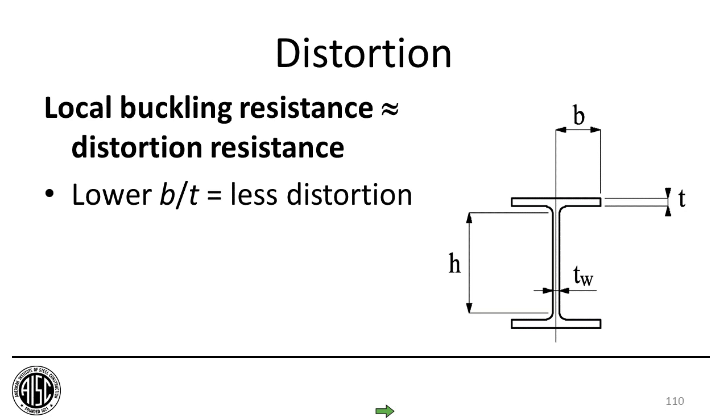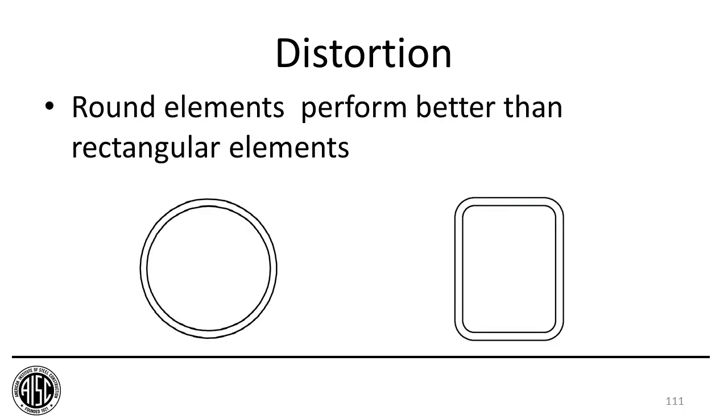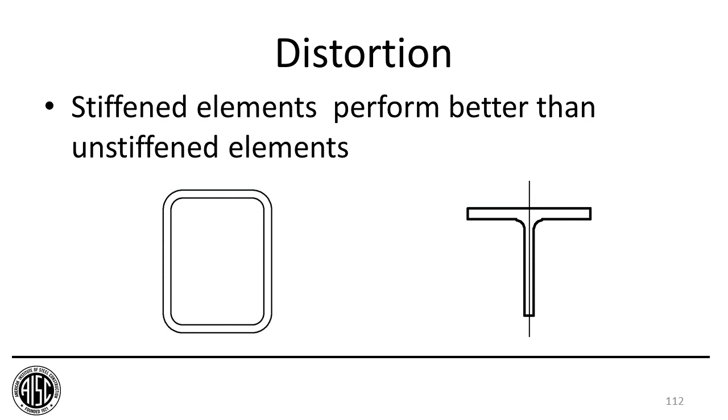Now, one thing to know, we have a lot of things going on with these special rolls and supports on the internal and things like that of these members, but just in general, just in concept, the resistance to distortion is approximately similar to the local buckling resistance. So lower b over t ratios lead to less distortion. Using that same concept, round elements will perform better than rectangular elements during the bending operation. Stiffened elements will perform better than unstiffened elements.